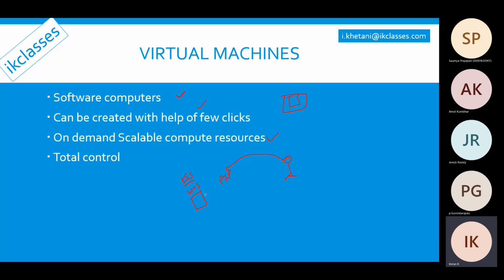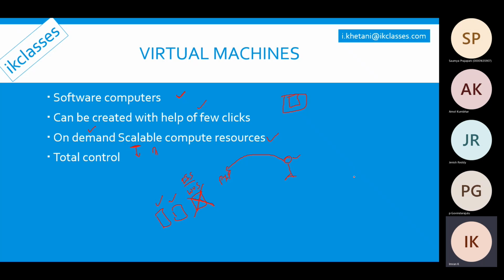Okay. Plus, what if this particular server goes down? My website is down and my user won't be able to access that website. So scalable compute resource in the sense you will be having multiple servers, so that in case one of the servers goes down, you still have another server to respond to the requests from the users. So that is the meaning of scalable compute resource. So you have on-demand scalable compute resource.